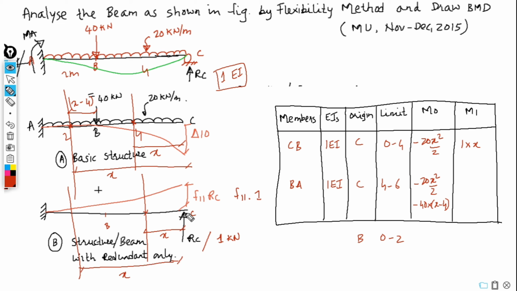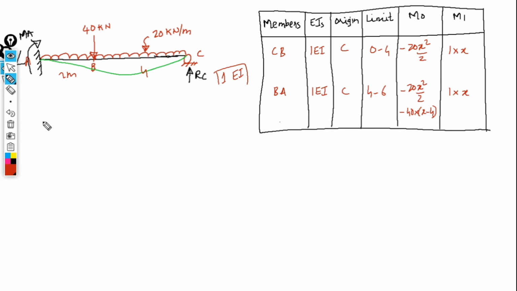So the bending moment at this section is 1 into x. This is creating anti-clockwise moment, positive. After completion of this table, we need to calculate delta 10, the formula of which is integration between 0 to L m0 m1 divided by EI.